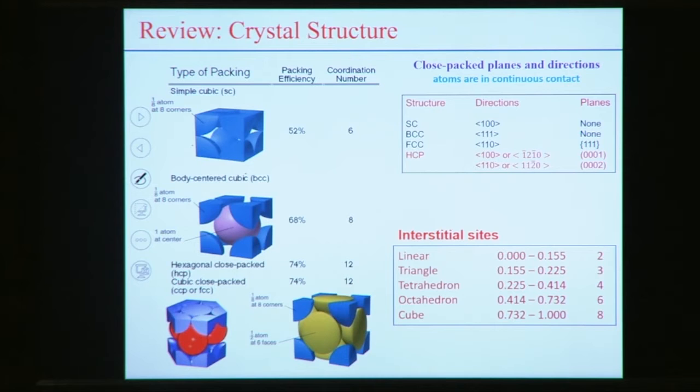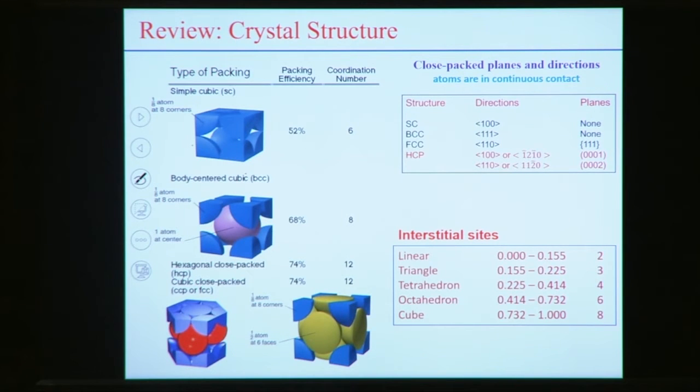So in the case of the simple cubic structure, the close packed direction is 100, and BCC has the 111 direction. Basically the 111 direction is the body diagonal direction, and FCC has the 110 direction, which represents the face diagonal direction.